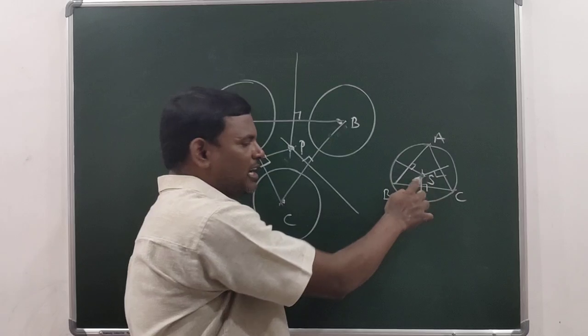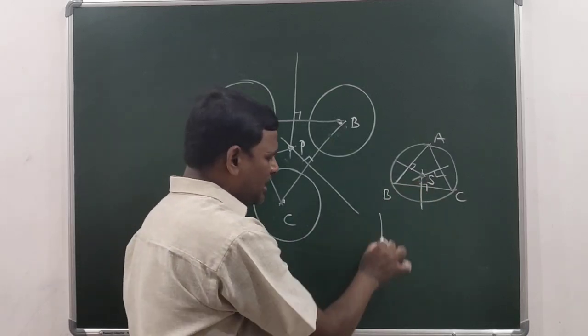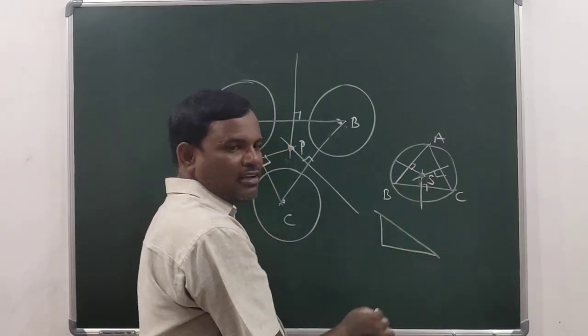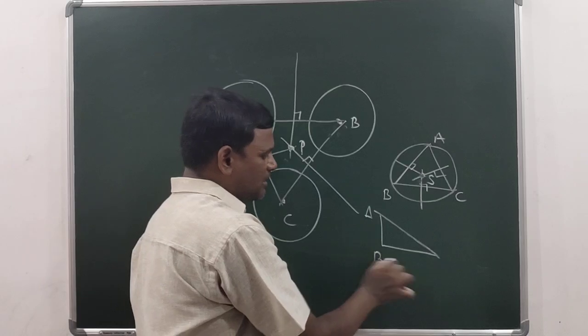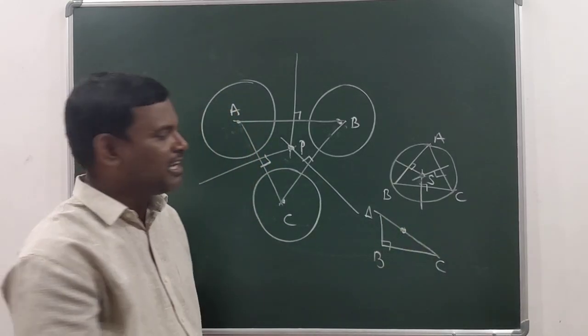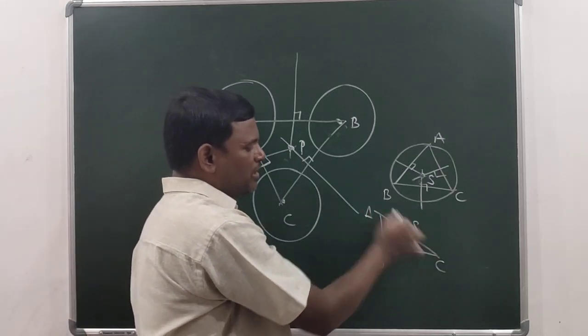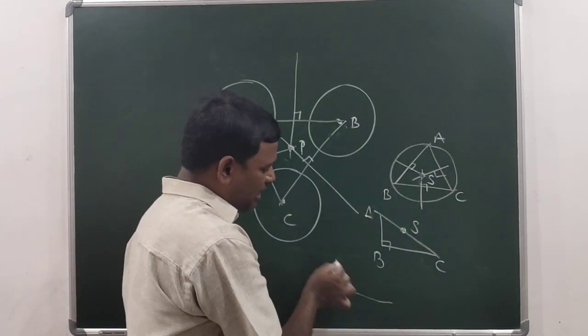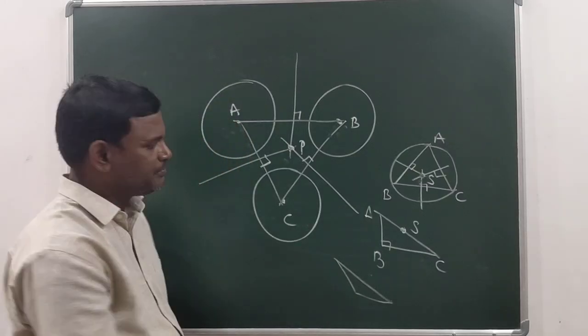You know its positions for various triangles. For an acute angle triangle you will get it inside. For a right angle triangle you will get the midpoint of the hypotenuse. Where is the position of the circumcenter for a right angle triangle? The midpoint of the hypotenuse. For an obtuse angle triangle you will get it outside.